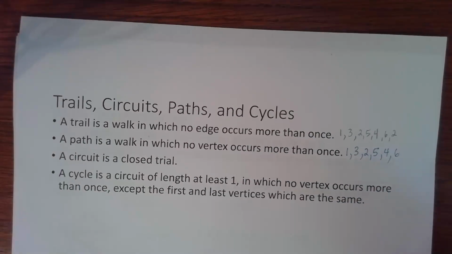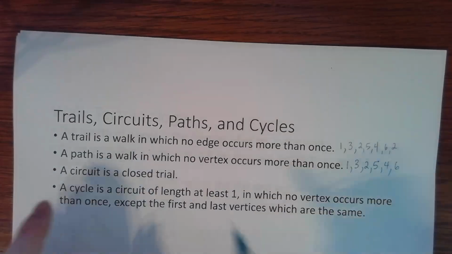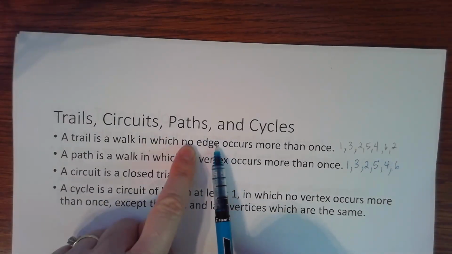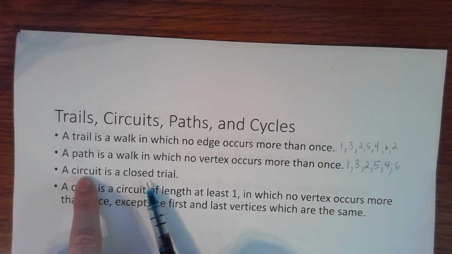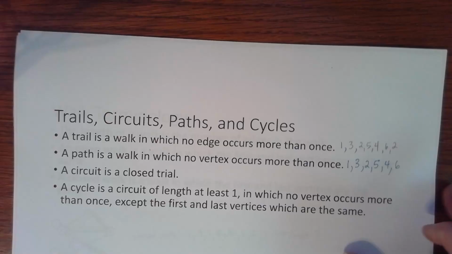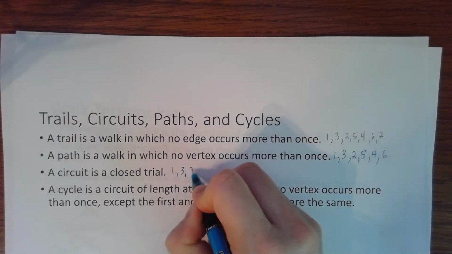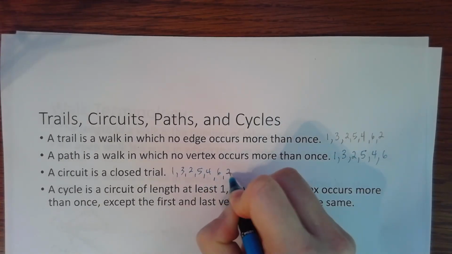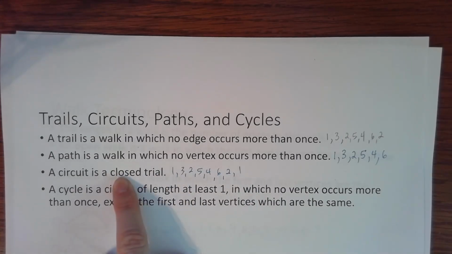Okay, and then next we have a circuit, which is a closed trail. So that means that no edges are repeated, no edges occur more than once. It's a trail, but it starts and ends at the same vertex. So for us, our example would be like this one, but then going back from 2 to 1 at the end. So 1, 3, 2, 5, 4, 6, 2, 1, back to 1. So it starts and ends at the same vertex. That makes it closed, and it's a trail because we never repeat any edges.